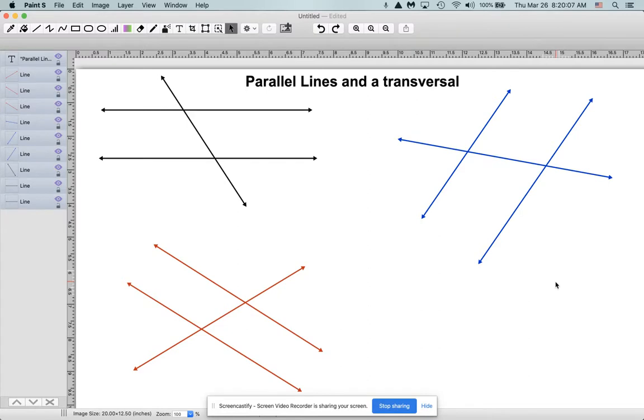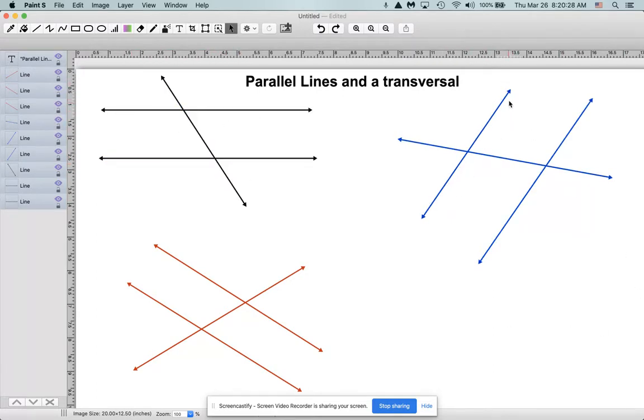It talks about parallel lines and a transversal. So let me emphasize what we mean by that. If we have two lines that are parallel and we have another line that cuts across them, the line that cuts across we call a transversal. So this line here would be a transversal with respect to these two parallel lines.